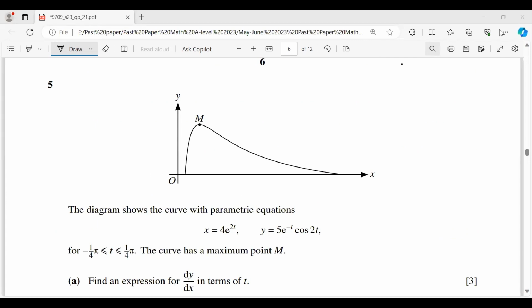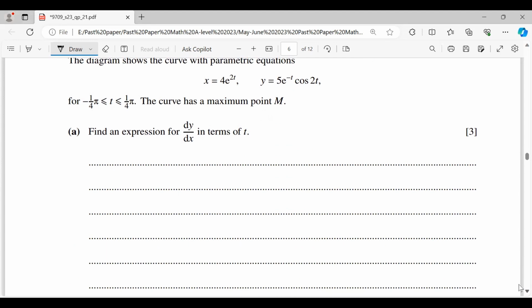Number 5. The diagram shows the curve with parametric equations x equals 4e^(2t), y equals 5e^(-t) cos 2t, for the interval t from negative 1/4 pi to positive 1/4 pi. The curve has a maximum point M, this one. Find an expression for the derivative of y with respect to x, dy/dx, in terms of t. Okay.